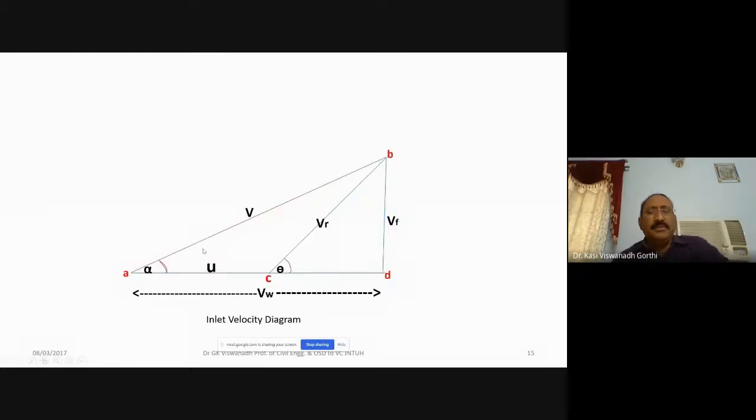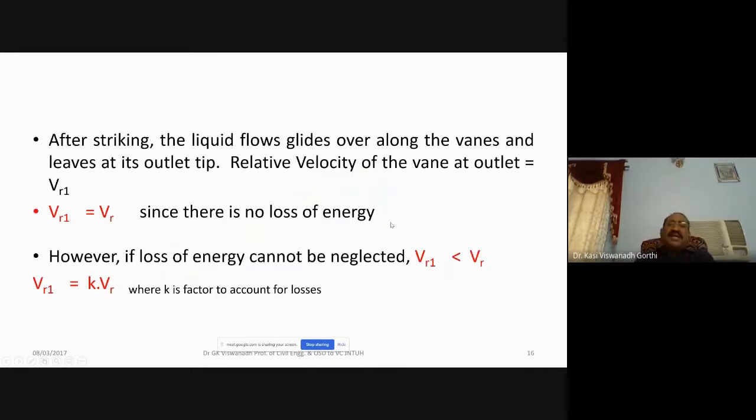This is the same velocity diagram I have been using in different slides to give you a clear understanding at different points. AB represents the absolute velocity, AC represents the velocity of the vane, and the line joining the points CB gives you the relative velocity, and this is VW and this is VF. After striking, the liquid jet glides over the surface of the vane and leaves at its outlet tip. The relative velocity at the outlet tip may be designated as VR1. This VR1 would be equal to VR, since there is no loss of energy.